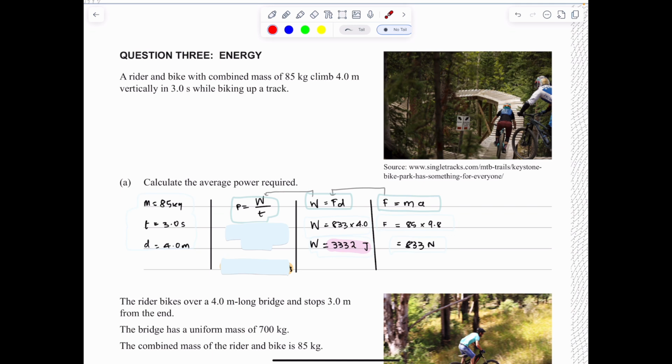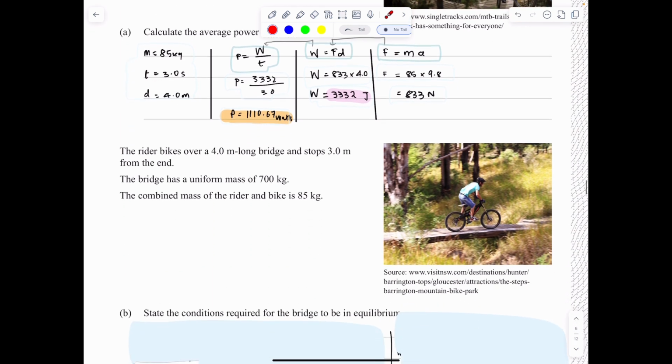Okay, that's how much work is being done here. And work is a type of energy, which is why the unit is joules. Getting this part correct is achieved. Now finally I could plug this into this equation here to work out what power is. So plugging in work over time, which is provided, I get a power of 1110.67 watts. That's the unit for power, and that's worth a merit.